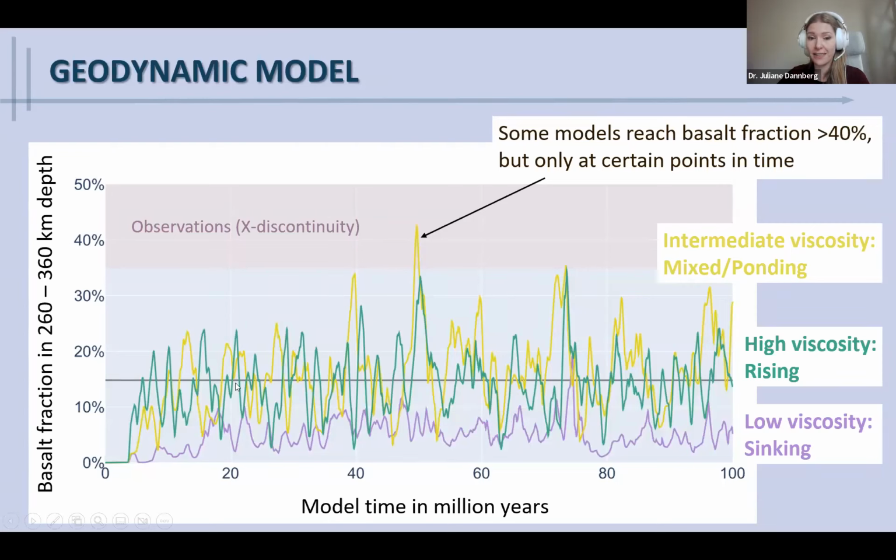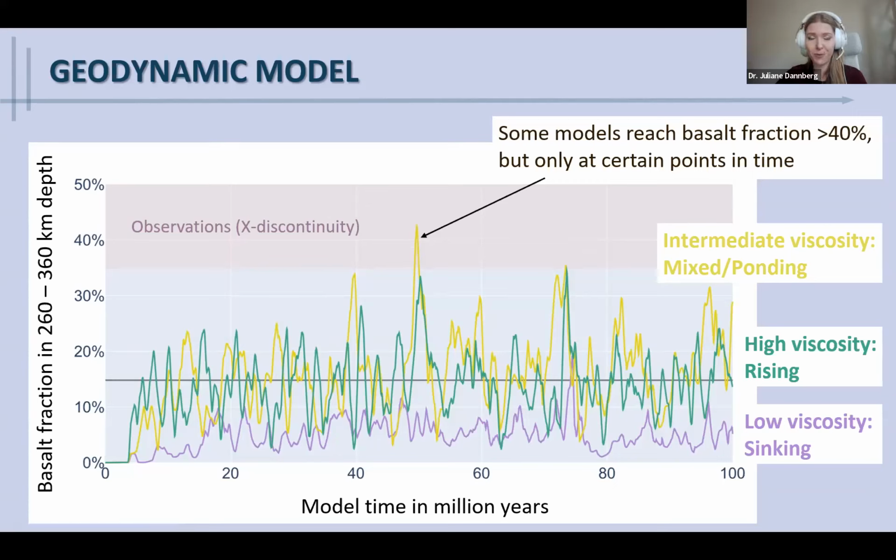But then if we look at the yellow line, that's the line with the intermediate viscosities where we have a mechanism for basalt to accumulate. And we see that it also shows these variations in basalt fraction. And this is the only model that actually reaches percentages of more than 40%, which is what we would need to explain the X discontinuity. But we can see that it doesn't have 40% of basalt throughout the whole time, but that only happens at this one specific point in time.